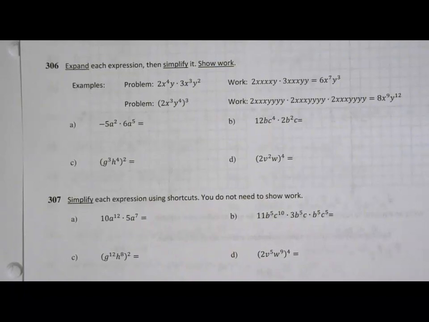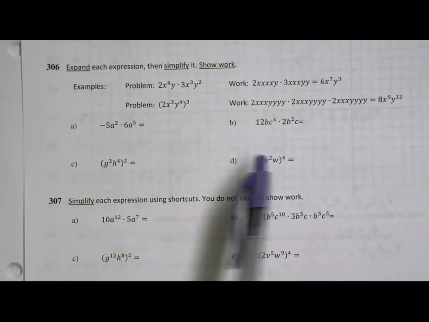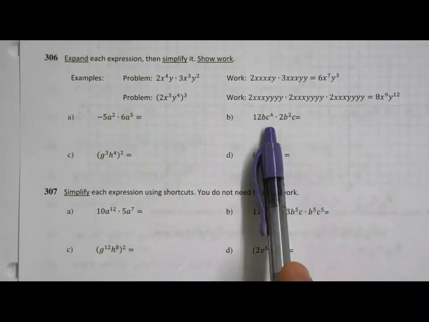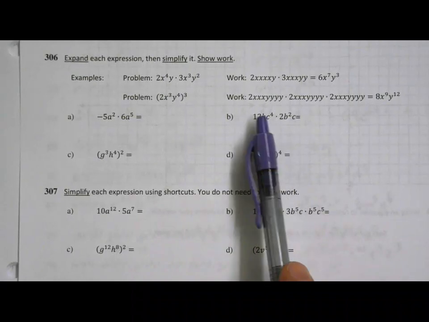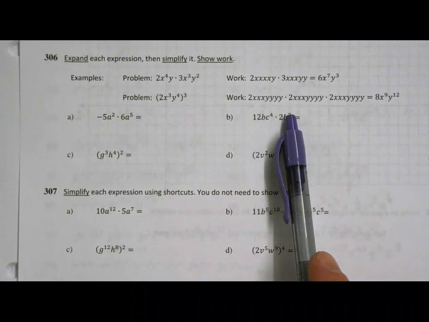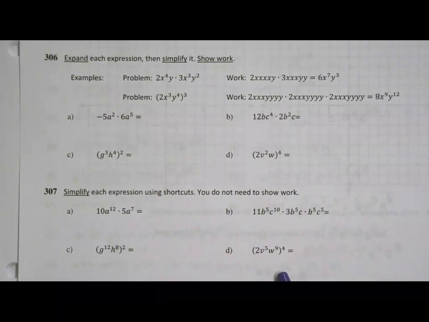Remember, I said the bad news was on these four problems, I'm going to ask you to write out with all the x's and y's. Okay, I need you to write that out. I've given you some examples there in case you forget how to do that. But the good news is on 307, you do not have to. Now, can I please tell you why?